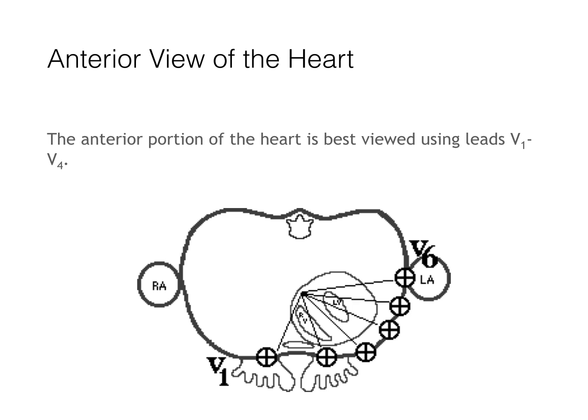Now this is anterior view of heart. The anterior portion of the heart is best viewed using lead V1 to V4. To better understand which part of heart is represented by which lead, you should watch my first video of ECG basics.